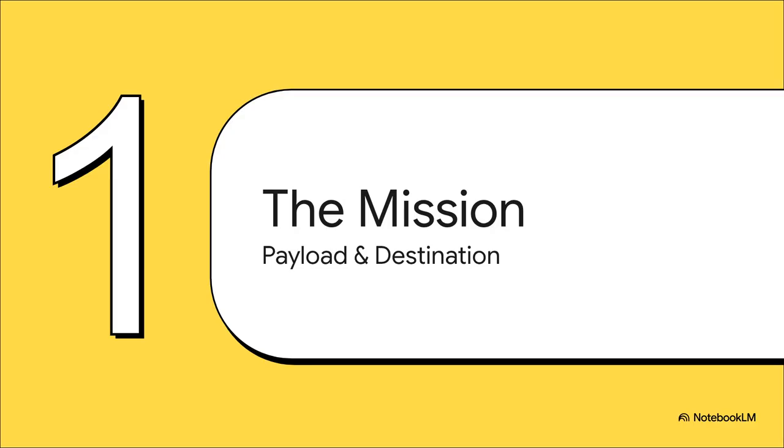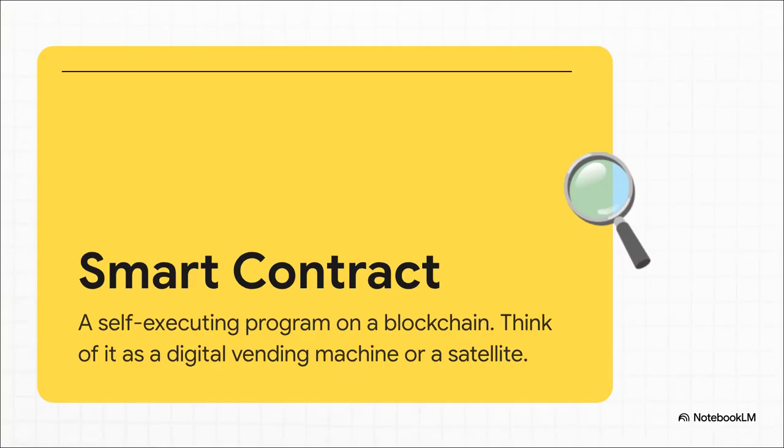You know, when you think about any great space mission, it really just boils down to two things. You've got the payload, the thing you're sending up, and you've got the destination, where it's all going. For us, that payload is a smart contract, and our destination is the Ethereum blockchain. So what exactly is this payload of ours? Well, a smart contract is basically just a program that automatically runs when certain things happen.